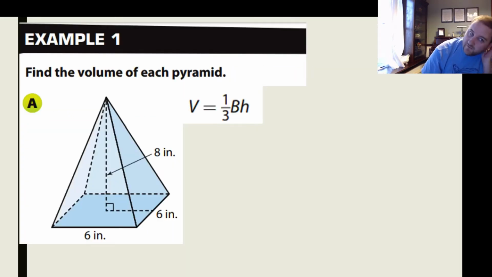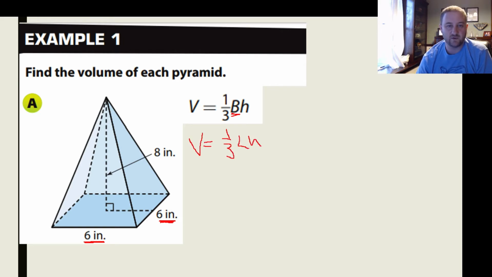First, it says find the volume of each pyramid. So we can see what type of pyramid this is, what's the shape of the base. We want to look at the lengths of the sides. There's 6 inches here and 6 inches here, which means the sides of the base are all the same length, which means that this is a square pyramid. So the base part here, we're going to change it to volume equals 1/3 length times width. Base is getting replaced with length times width, and then that times the height.